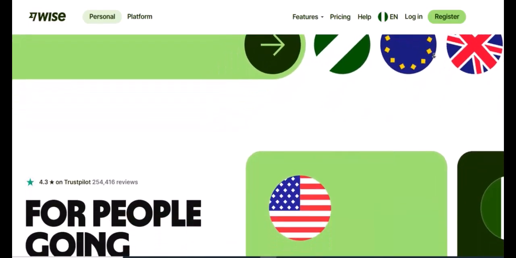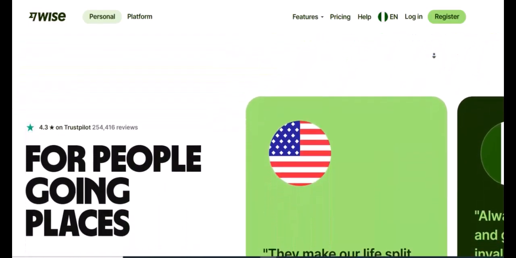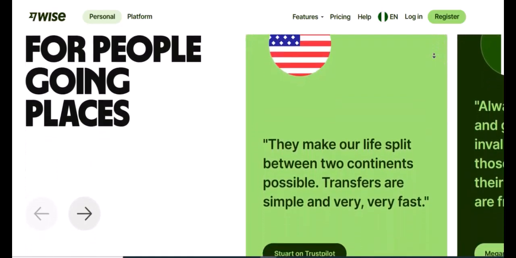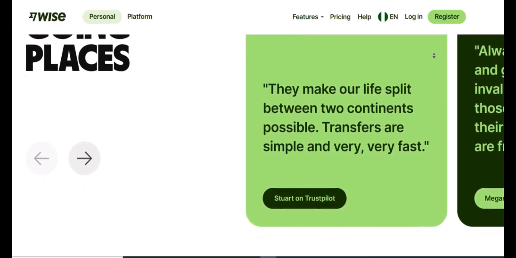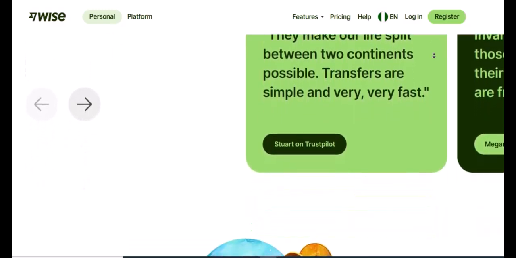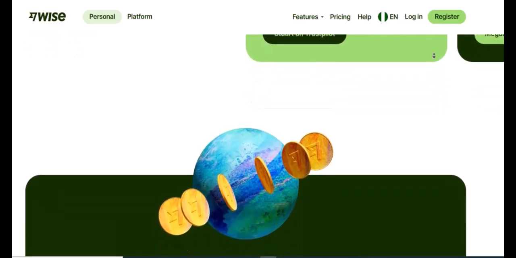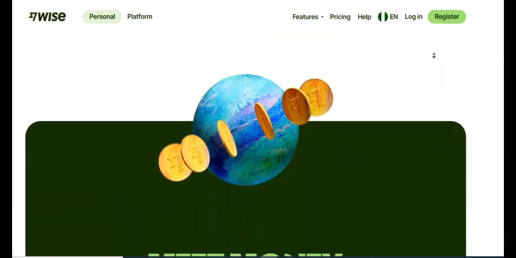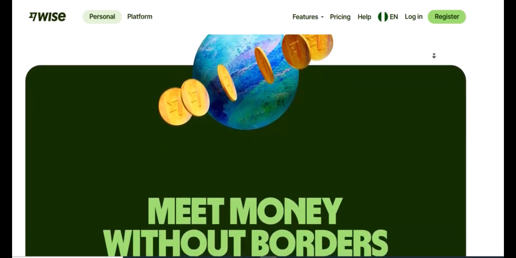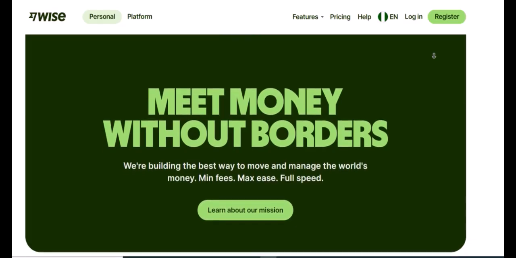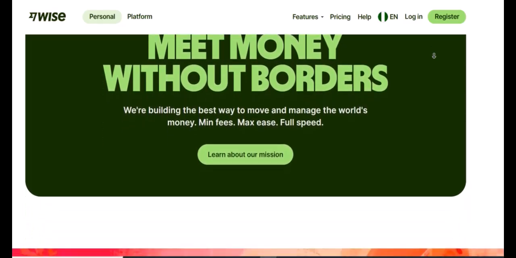Understanding your Wise balance. Before diving into withdrawals, it's essential to grasp how your money is held within Wise. Your Wise account is a multi-currency account, meaning you can hold balances in over 40 different currencies. Think of it as having a separate digital wallet for each currency: USD, Euro, GBP, CAD, and many more. When you receive money or convert funds, they land in the respective currency balance within your Wise account.